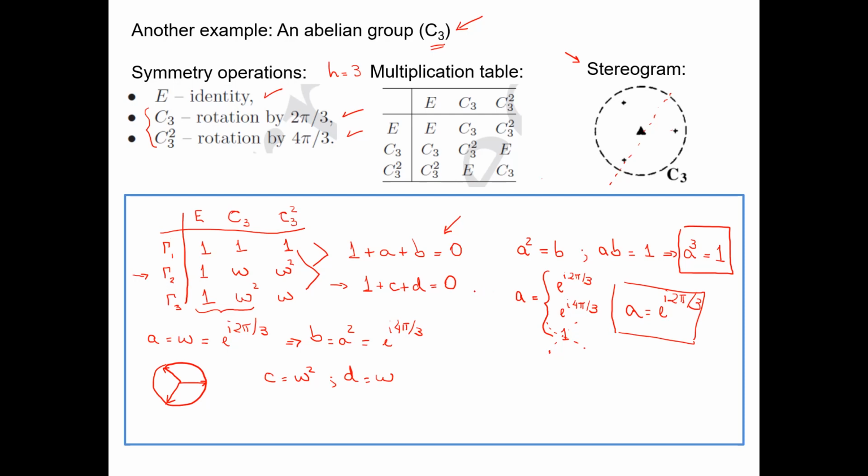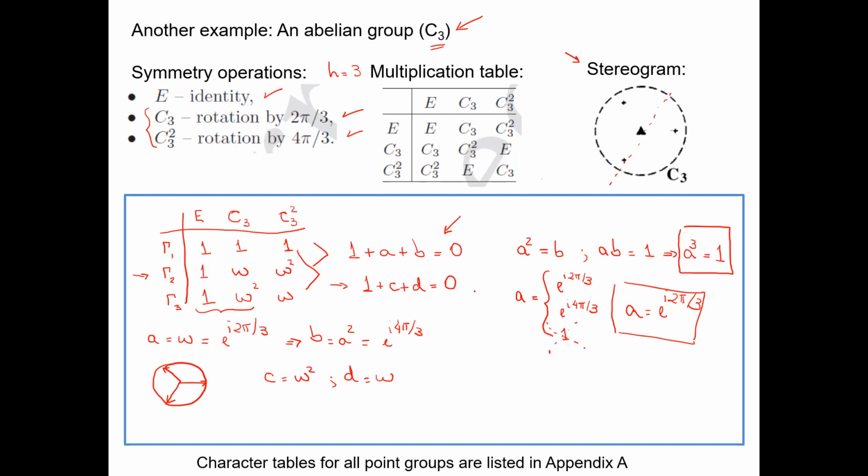Okay. Again, this is interesting because it's the first example that we see in which the characters are complex numbers, and this is going to happen whenever you have a cyclic group like this one, which is an abelian group. So this is the second example I wanted to discuss with you.